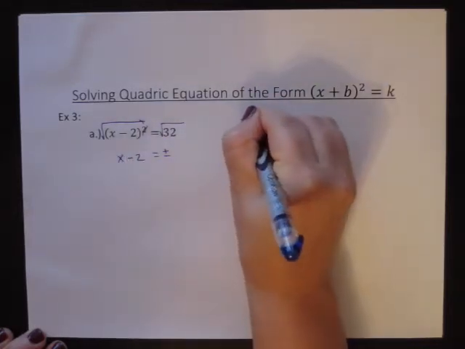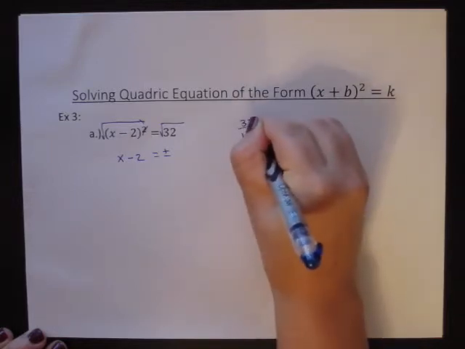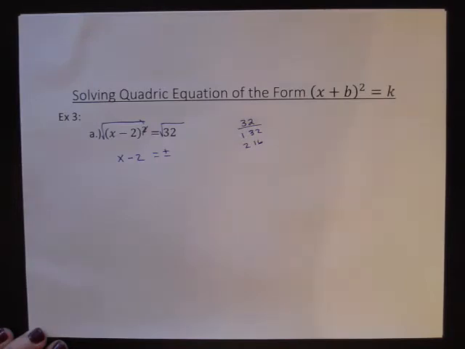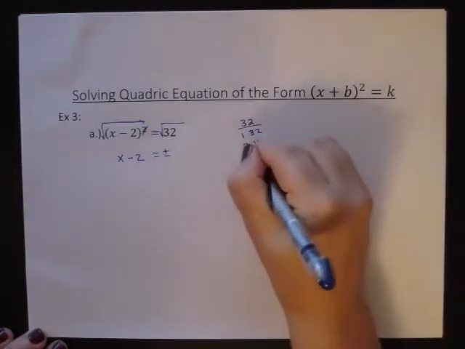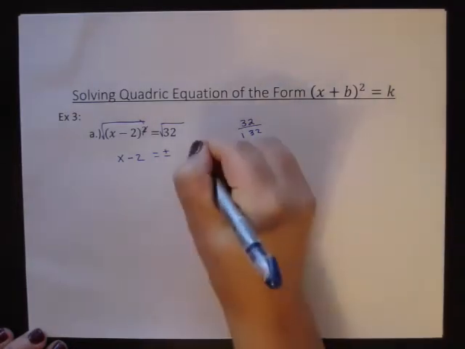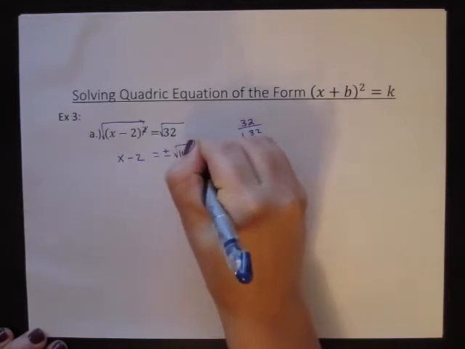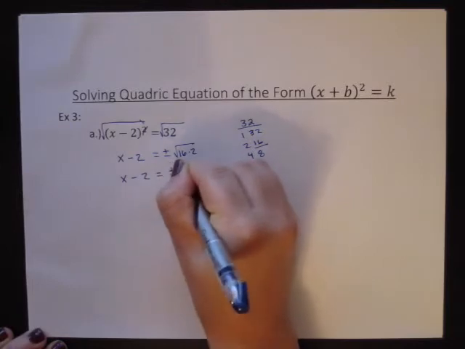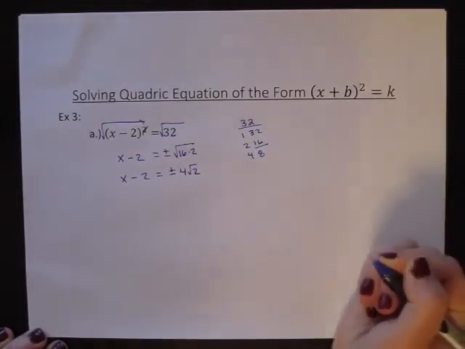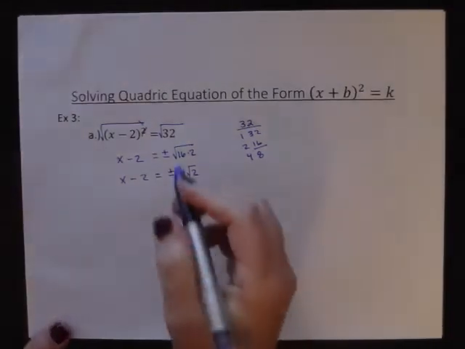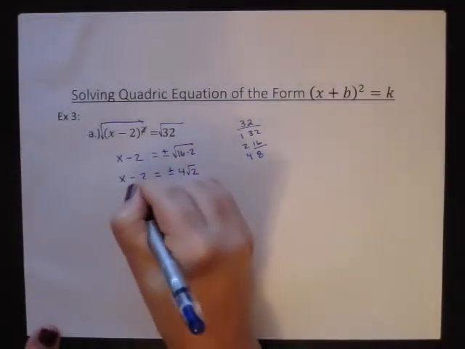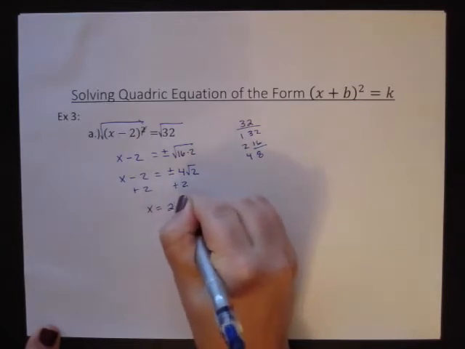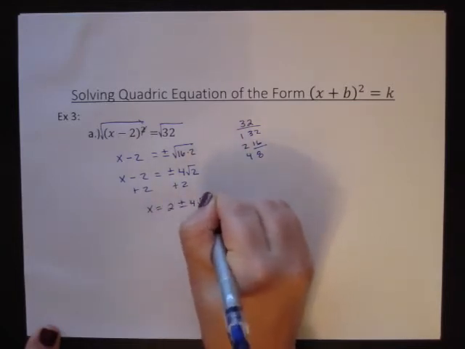So again, we have to find for 32 the factors. So 1 and 32, 2 and 16, and then the last one is 4 and 8. My largest perfect square is 16, so the square root is 16 times 2. So I get x minus 2 equals plus or minus 4 square root 2. But remember, we got to get x by itself. So to get x by itself, we have to add 2 on both sides. So I get x equals 2 plus or minus 4 square root 2.